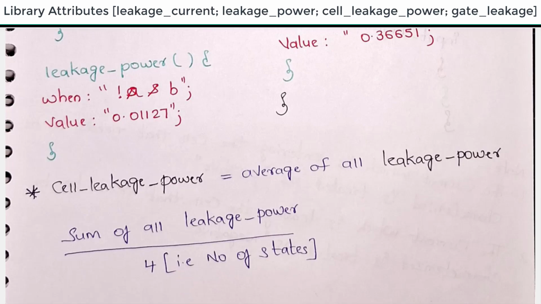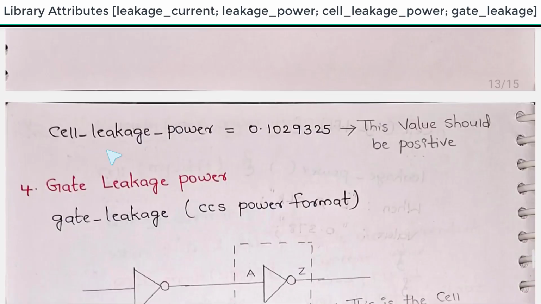Suppose you are going for a 3 input AND gate, then you will get 2 power 3, 8 different combinations. So add all the leakage powers and divide it by 8. Then you will get the cell leakage power. So this is the cell leakage power that I am getting, and it should be positive.